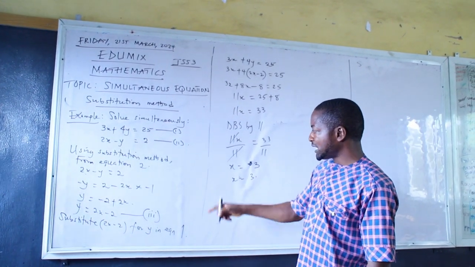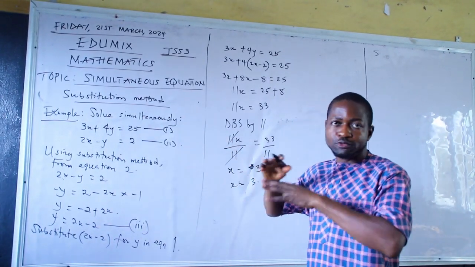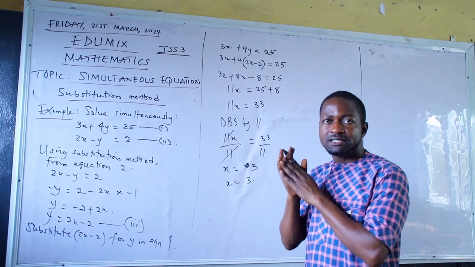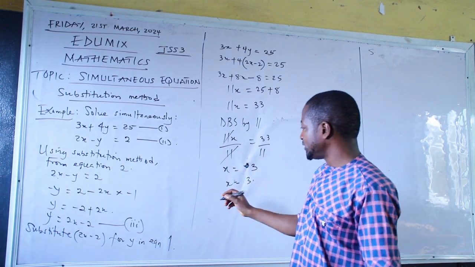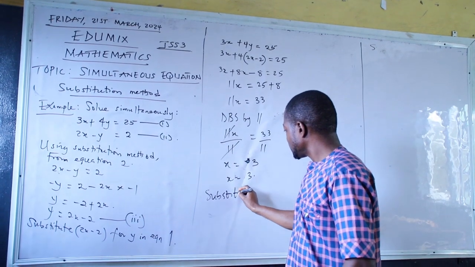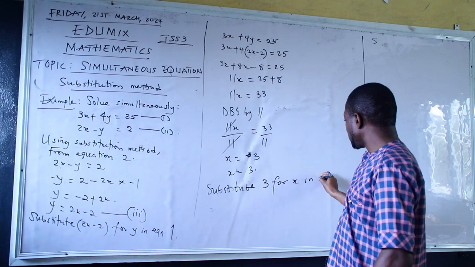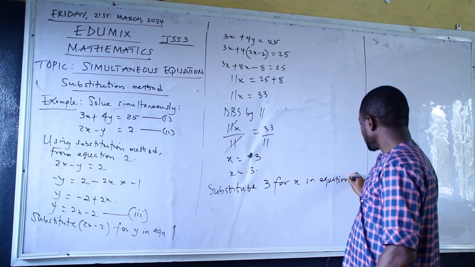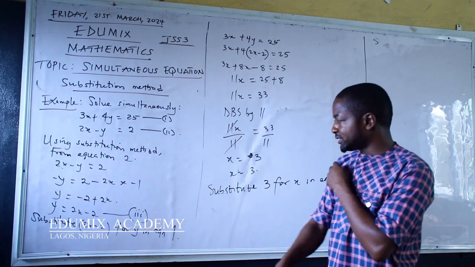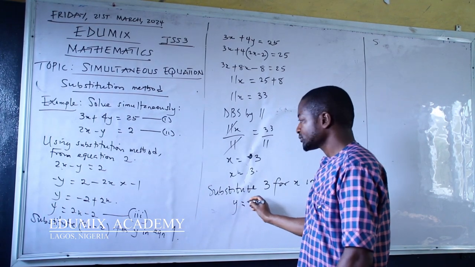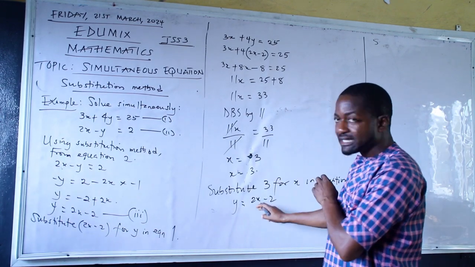Now, you've gotten the value of x. To get the value of y, simply use equation 3. That's the easiest way. You can also use equation 1 and 2. All well and good, you are still going to get the same set of answers. Now, to get the value of y, you just say substitute 3 for x in equation 3. Now write out equation 3. Equation 3 is y is equal to 2x minus 2.